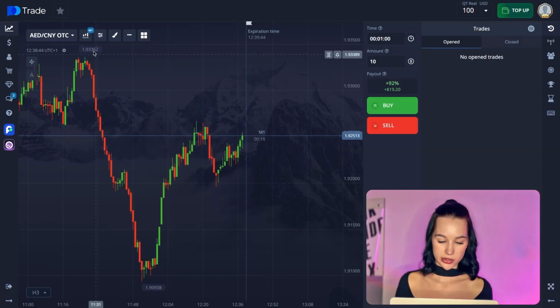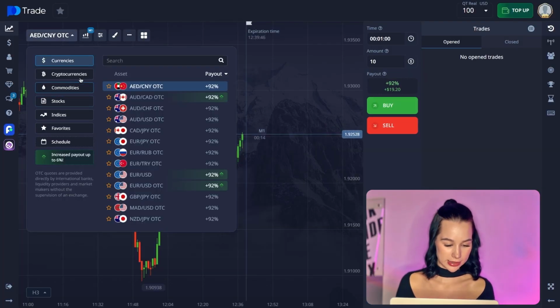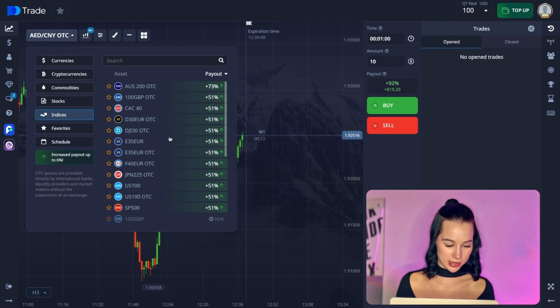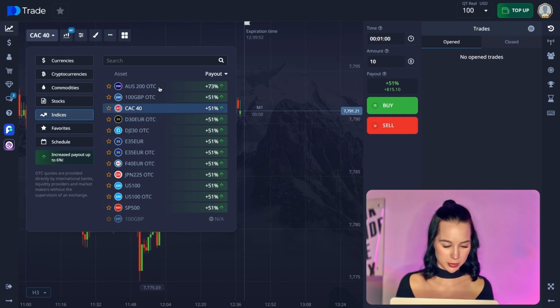So guys, let's get started now. I have $100 in my balance, and firstly we need to change our asset. And maybe for you it's gonna be the question, what are these numbers and letters? But I will explain you really soon. So firstly we choose this one, CAC40.